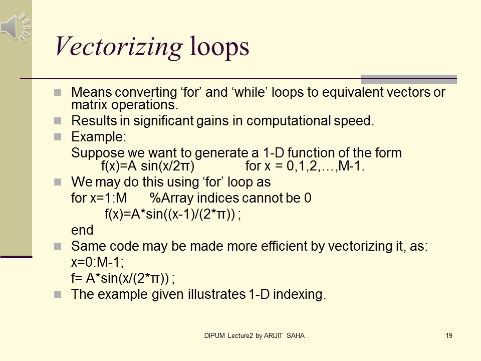We may do this using a for loop: for x equal to 1 to M, f(x) equal to A sine of 2 pi times (x minus 1) by M. The same code may be made more efficient by vectorizing it: first we vectorize x equal to 0 to M minus 1, and then we write f equal to A sine of 2 pi x by M. This example illustrates one-dimensional indexing.